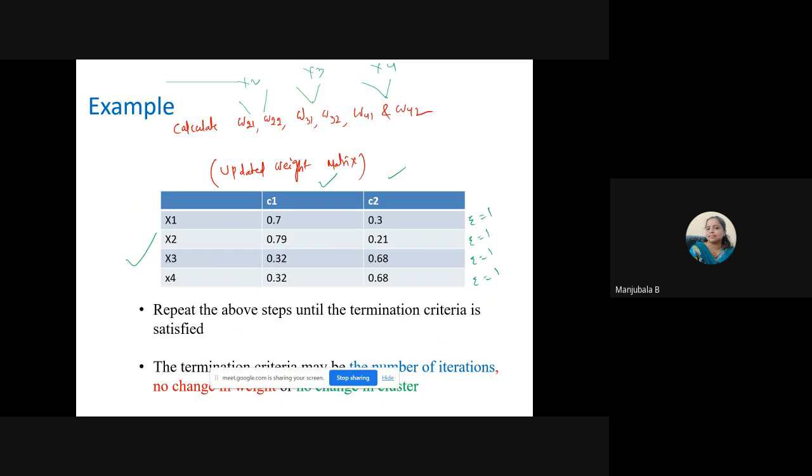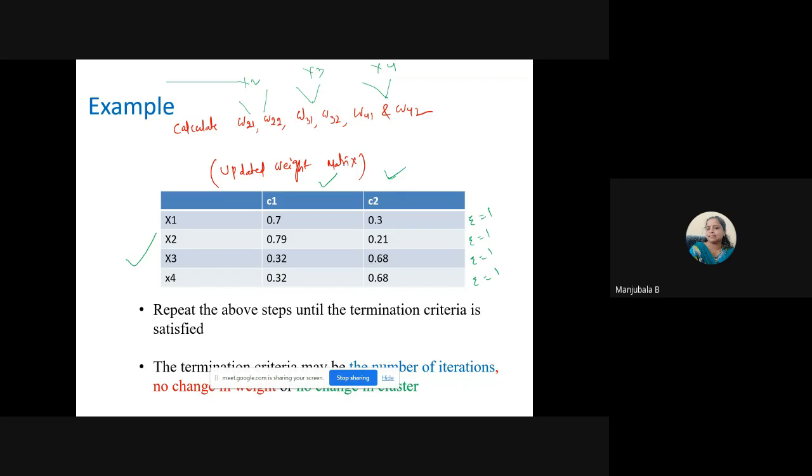So this is the first iteration of the FCM, right? By using this weight matrix, again you repeat the procedure. You have to repeat whatever steps we have done. We have calculated the centroid of the clusters. Next, we have calculated the distance between each data point and the cluster centroid. Then we have updated the weights. So these 3 things we have done, and these 3 steps you have to repeat until your termination criteria is satisfied.